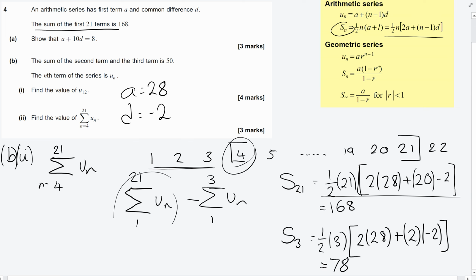Okay, now obviously there are other ways of doing this. You could say, well, the first 3 terms, 28 is the first one, 26 is the second one, 24 is the third one. But if you're using all the formulas, you know you're going to be on the right lines.